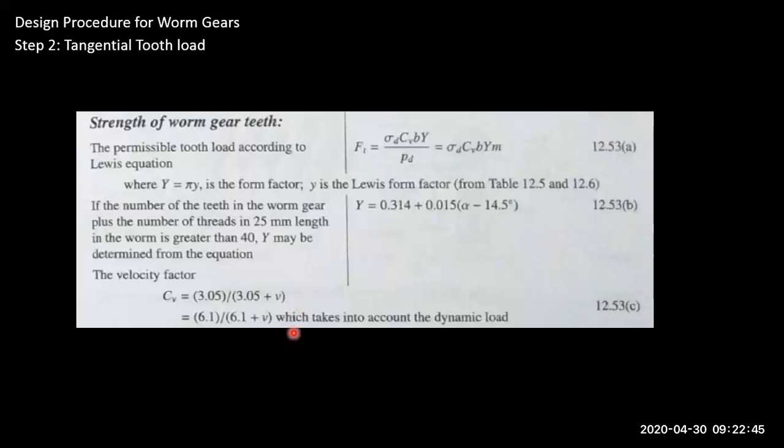You can do it sequentially. Only the thing is B is not given. So B we will take the same as in all the previous gears. That is, we'll take it as 10 times the module.